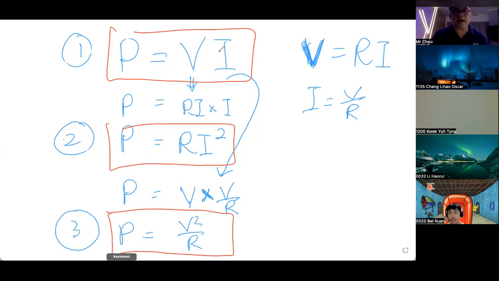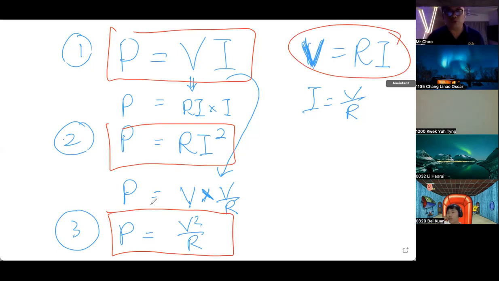It just depends on what you have. You have V and I, you use formula 1. You have R and I, you use formula 2. You have V and R, you use formula 3. There's no need to memorize 1, 2, and 3. You memorize 1 plus this one, V equal RI, and you can come out with 2 and 3. Is that clear? So there's no need for you to memorize 4 formulas. You memorize the first 2 formulas, the bottom 2 can be derived. Okay, Yifan, are you clear about this so far? Yifan, you okay? Type something in the chat.